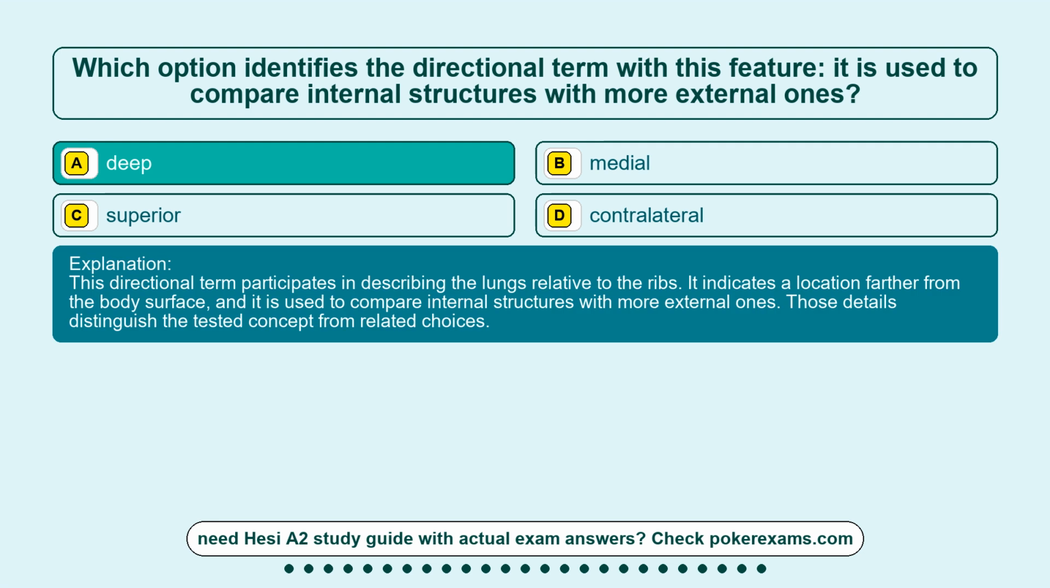This directional term participates in describing the lungs relative to the ribs. It indicates a location farther from the body surface, and it is used to compare internal structures with more external ones. Those details distinguish the tested concept from related choices.